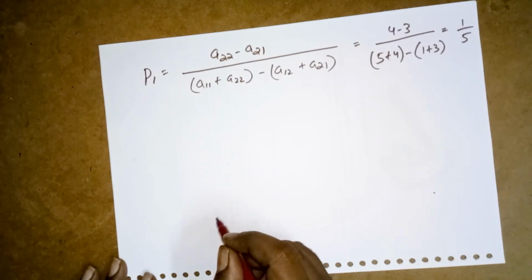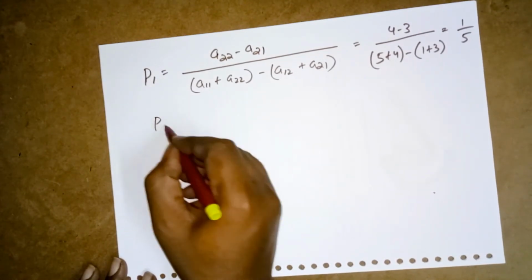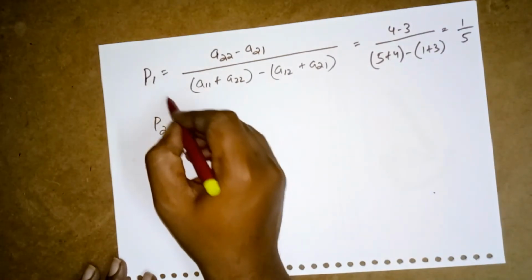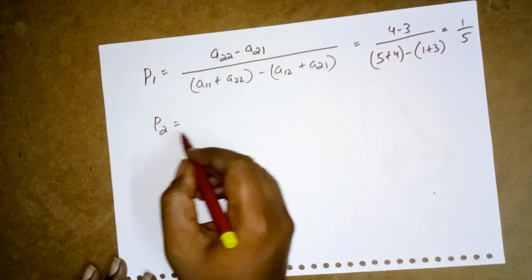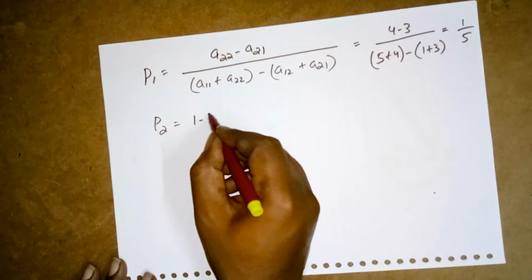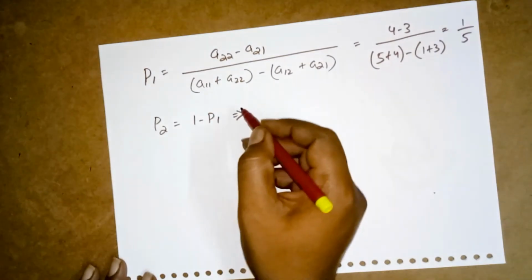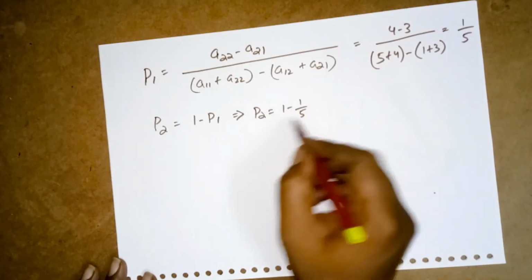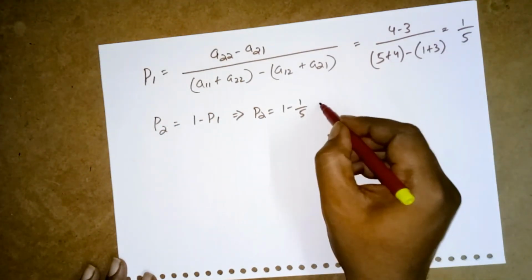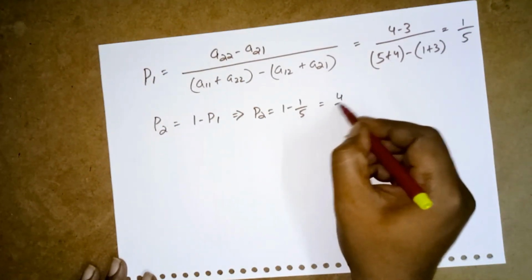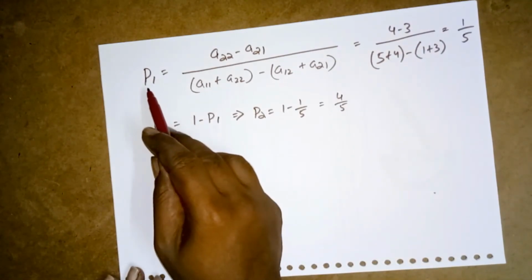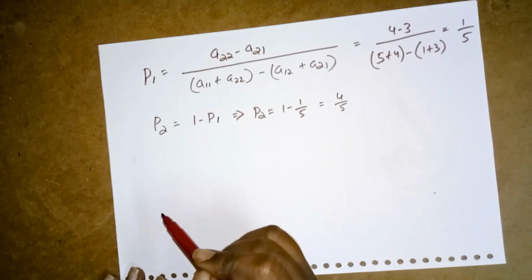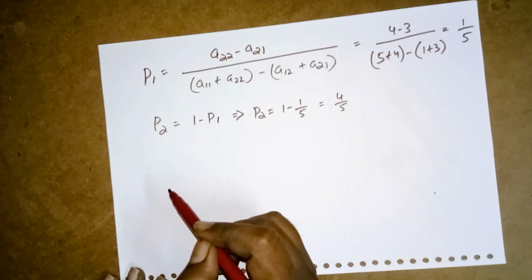Next, after calculating P1, we will move to P2. Once we know the value of P1, it will be easy for us to find P2. So P2 is 1 minus P1. This becomes P2 equal to 1 minus 1 by 5, since we know the value of P1 is 1 by 5. So we will get here 4 by 5. Understood? Now we have calculated P1 and P2. Same way we will calculate Q1 and Q2 and move to the value of the game.